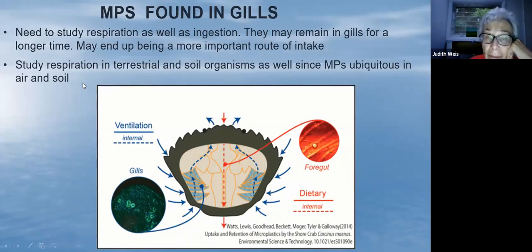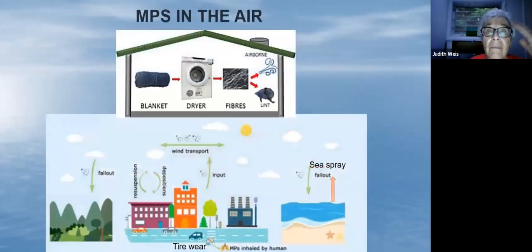And the fact that it's in the respiration and in the gills suggests that we need to look at respiration in terrestrial and soil animals, as well as all these aquatic animals, since microplastics are all over in the air and soil. In the air, we have the issue of being released from dryers, in the lint and so forth, and then some getting blown out in the air. And also, again, falling off your clothes as you're walking around.